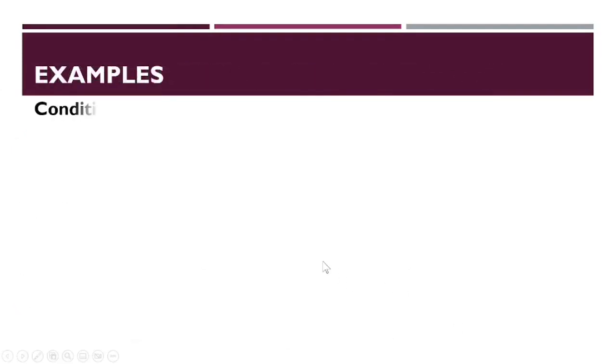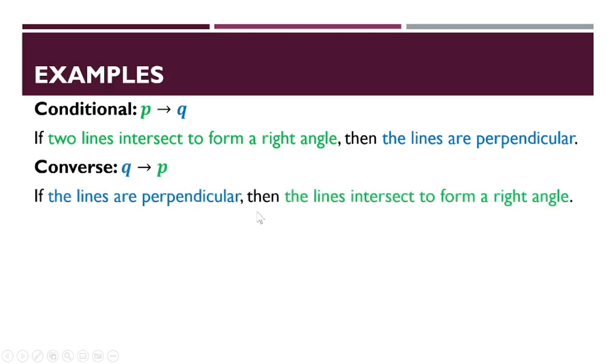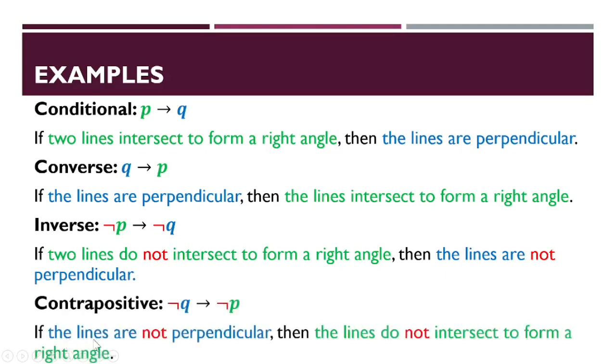So examples of this conditional statement P implies Q. If two lines intersect to form a right angle, then the lines are perpendicular. The converse of this is if the lines are perpendicular, then the lines intersect to form a right angle. While the inverse: if two lines do not intersect to form a right angle, then the lines are not perpendicular. Contrapositive: if the lines are not perpendicular, then the lines do not intersect to form a right angle.